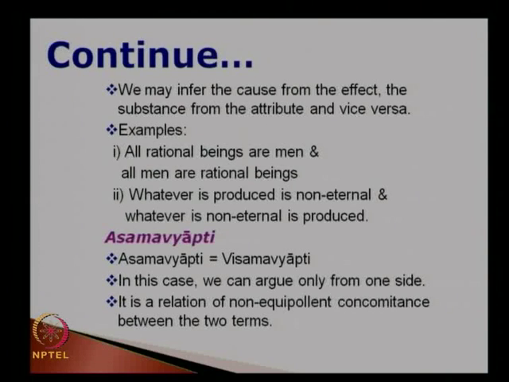What Nyaya has explained here is that in the case of asamavyapti, we can argue only from one side. It is a relation of non-equivalent concomitance between the two terms. The two terms means Hetu and Sadhya. If you say fire and smoke, that is an invariable relation, so here you find samavyapti. But in the case of asamavyapti, he is saying that inference is possible, but it is from one side, not in the reverse side. Therefore it is a non-equivalent concomitance relation between Hetu and Sadhya.